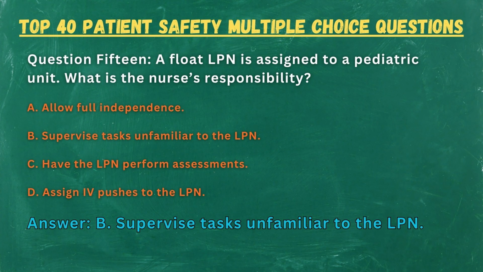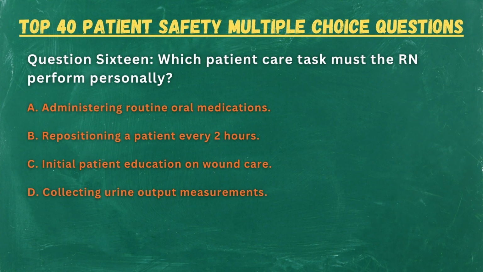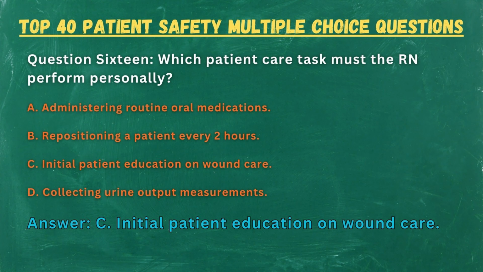Answer: B. Supervise tasks unfamiliar to the LPN. Question 16. Which patient care task must the RN perform personally? A. Administering routine oral medications. B. Repositioning a patient every 2 hours. C. Initial patient education on wound care. D. Collecting urine output measurements. Answer: C. Initial patient education on wound care.